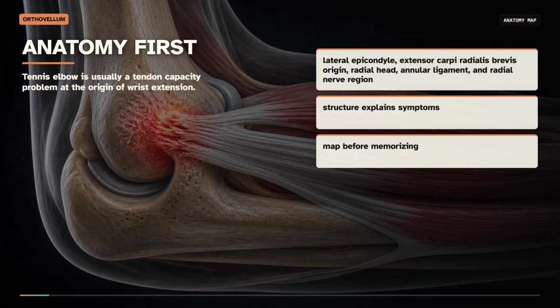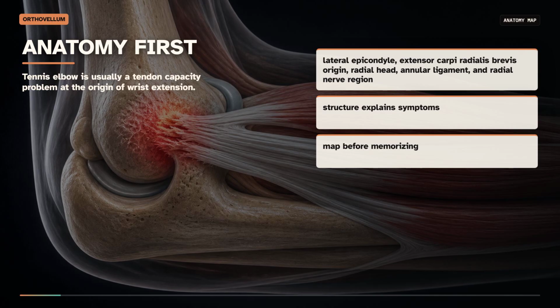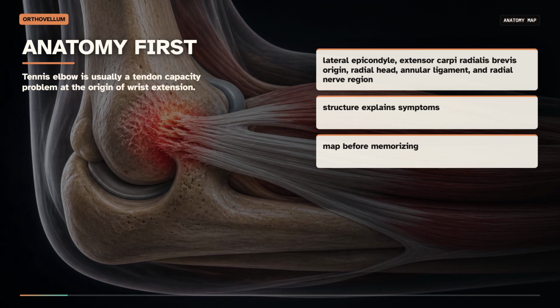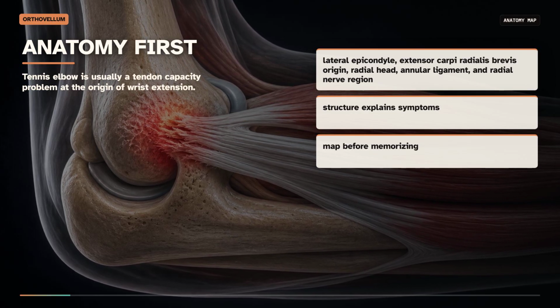Start with the anatomy. For lateral epicondylitis, the important structures are lateral epicondyle, extensor carpi radialis brevis origin, radial head, annular ligament, and radial nerve region. Do not memorize the picture as a list. Ask what each structure is trying to do when the person moves.